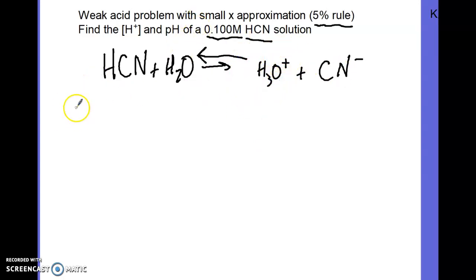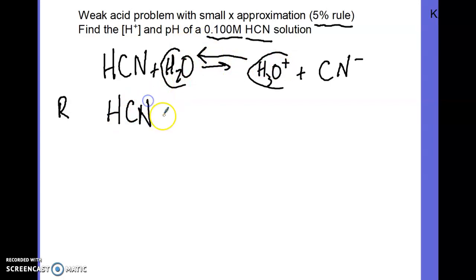So for my reaction, or that RICE table, you're going to write out your reaction. And I'm going to simplify it. I'm going to leave off the H3O just to make it easier, because they're not really doing much. So you have your HCN, you have your reaction there, you have your H plus, and you have your ion, okay? And these are really what we're worried about.